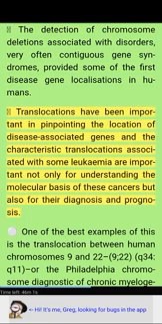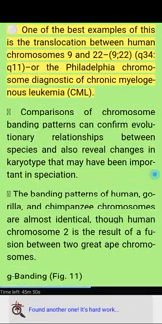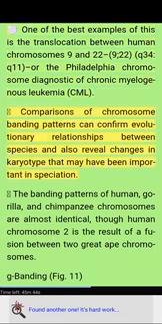Translocations have been important in pinpointing the location of disease-associated genes, and the characteristic translocations associated with some leukemias are important not only for understanding the molecular basis of these cancers but also for their diagnosis and prognosis. One of the best examples of this is the translocation between human chromosomes 9 and 22, t(9;22)(q34;q11), or the Philadelphia chromosome, diagnostic of chronic myelogenous leukemia, CML.